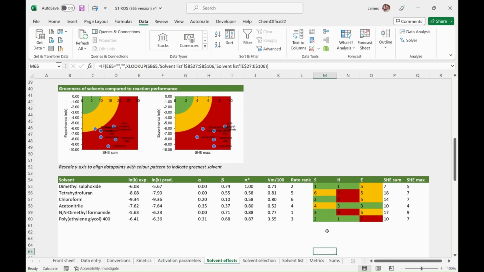If we scroll down here at the bottom of the slide, we have the list of solvents, the experimental rate constant as a natural logarithm, and what we can predict from our relationship with beta and pi star. We have the Kamlet-Taft parameters here.